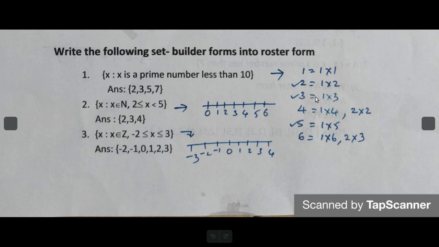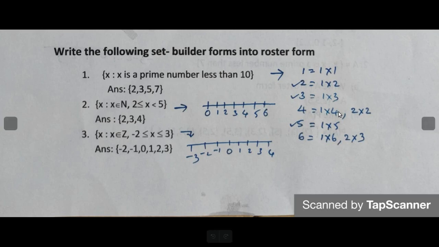Similarly, factors of 3, 1 into 3, 1 and 3 are factors of 3. But when we consider 4, which are the factors? 1 and 4, because 1 into 4 equal to 4. Similarly, 2 into 2 is also 4. So factors of 4 are what? 1, 2 and 4. Factors of 5, 1 and the same number. Okay, factors of 6, 1 and 6. 1 into 6 is 6. 2 into 3 or 3 into 2 equal to 6. So factors of 6 are 1, 2, 3 and 6.